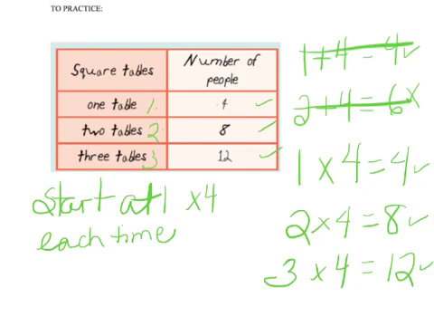Now, if I told you I had 6 tables, I could immediately go 6 times 4 and figure out that I would be able to seat 24 people. And that's where this input to output rule is very helpful, as opposed to realizing that I go up by 1 each time here and I go up by 4 each time here.